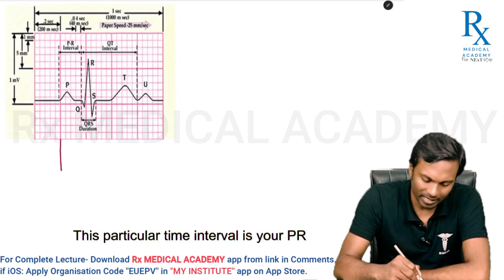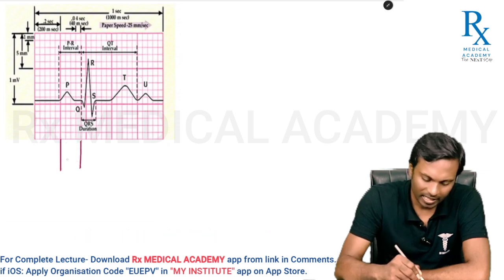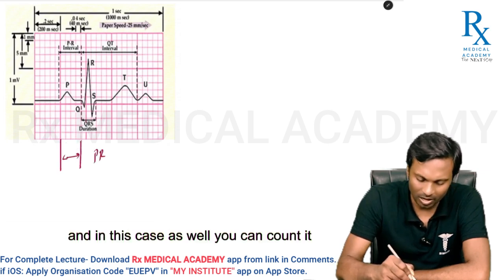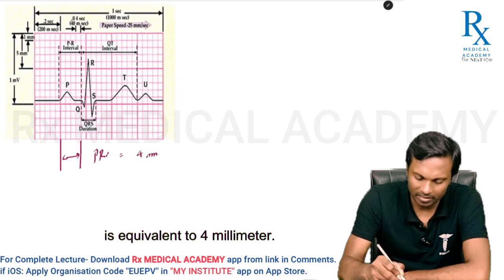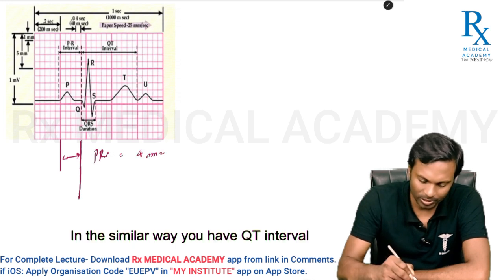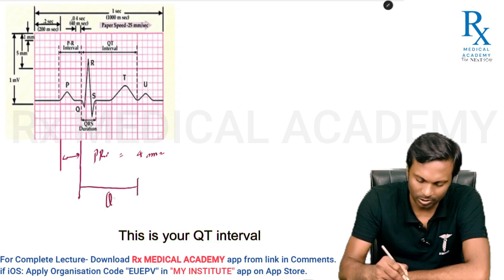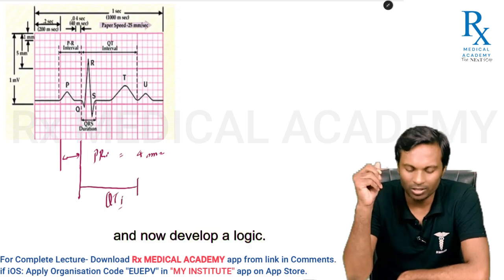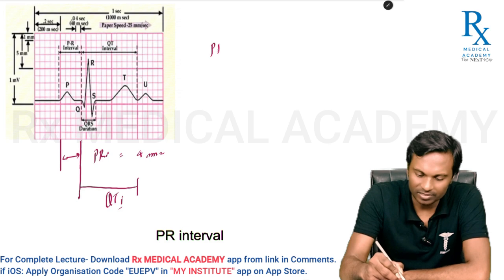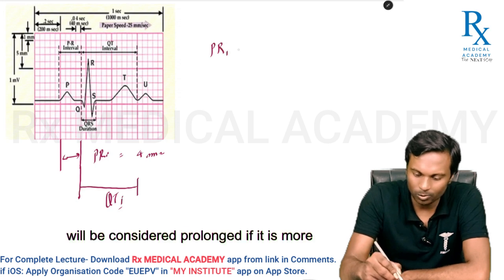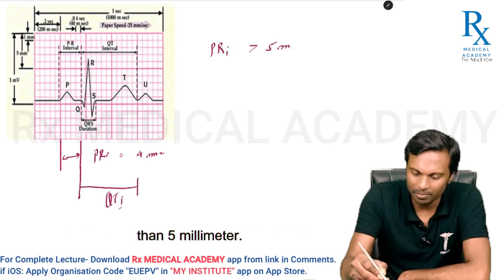This particular time interval is your PR interval, and in this case as well you can count it is equivalent to 4 millimeter. In the similar way you have QT interval starting from Q wave to the end of T wave. This is your QT interval. And now develop a logic. PR interval will be considered prolonged if it is more than 5 millimeter.